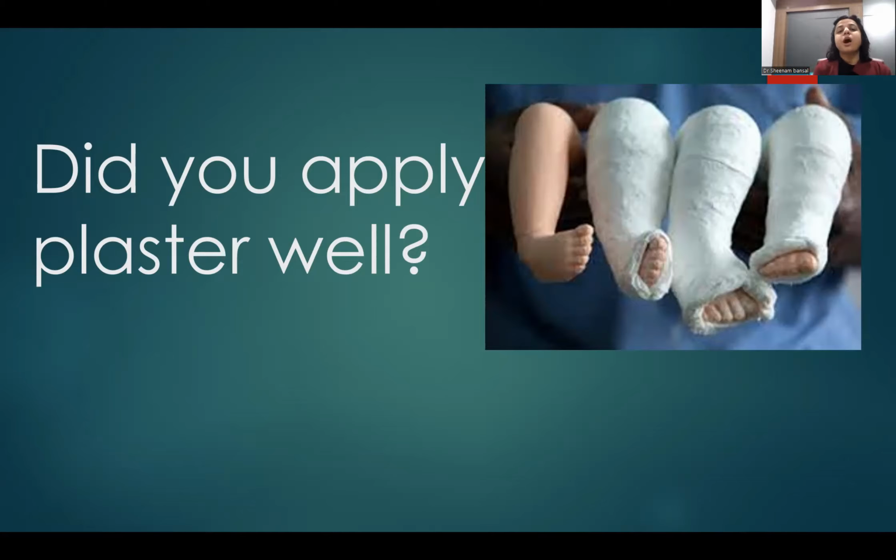Today we will discuss how you can prevent the mistakes which we can usually make while applying plaster in CTEV patients. Firstly, we can see in this child, this is a CTEV patient. Here, the first cast is applied in supination and in abduction. And in the next cast, we will not supinate as we do in the first cast.